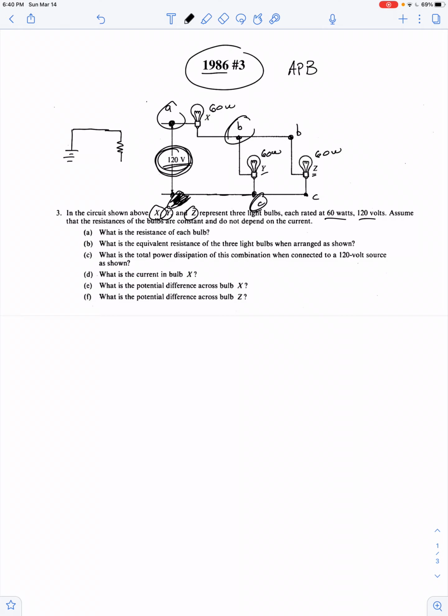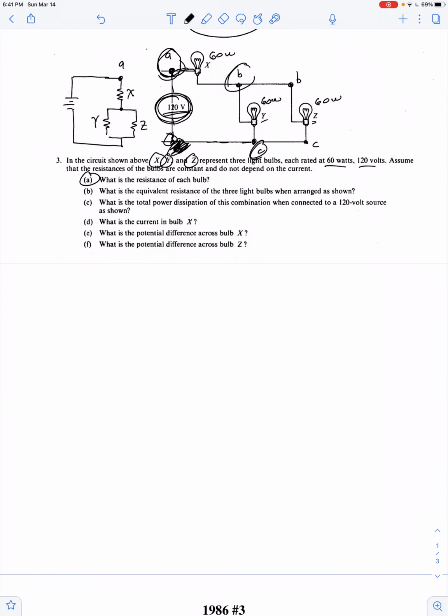We can say there's one bulb that's connected with one side at point A in the circuit, and then point B represents a part of the circuit that branches off, and then these other 2 bulbs are in parallel with each other, and that all connects to this low potential side. So this is my bulb X, Y, and Z.